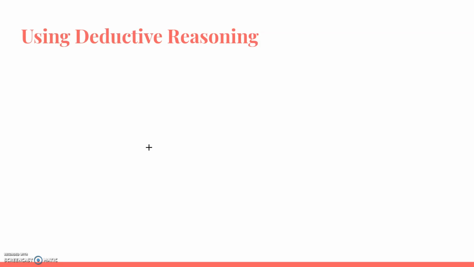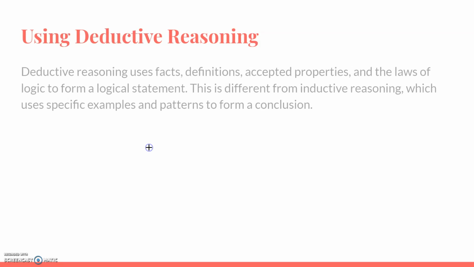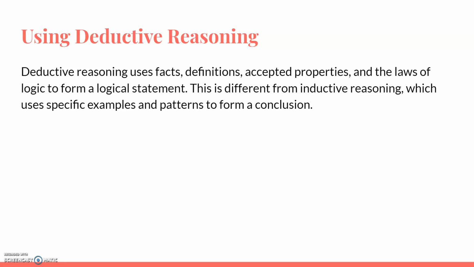Okay, so now using deductive reasoning. Deductive reasoning uses facts, definitions, accepted properties, and the laws of logic to form a logical statement. This is different from inductive reasoning, which uses specific examples and patterns to form a conclusion. So, inductive reasoning uses patterns, but deductive reasoning uses facts, definitions, anything that is accepted or true to form a logical statement.